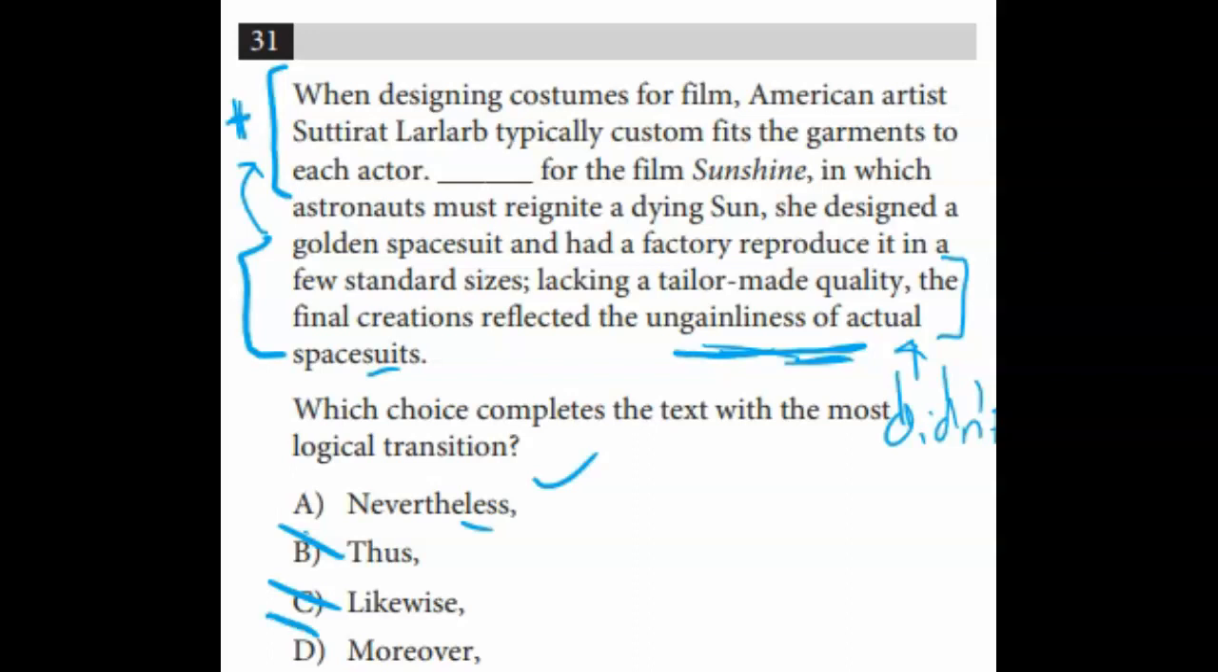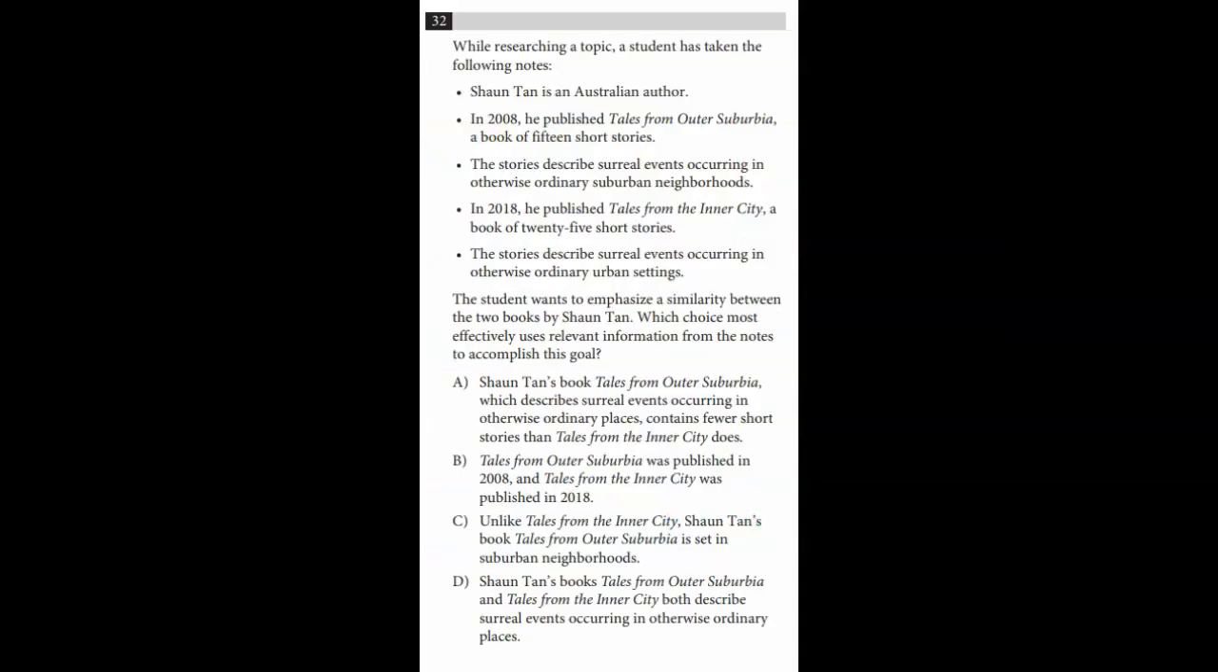And then it's the same with moreover. Moreover signals that the information in the sentence adds to the previous information, which it doesn't because the previous information is the fact she tailors them. And the next information is here's an example of her not tailoring them. And so nevertheless is the only one that achieves this logically. So A is the correct answer for 31. All right, 33. While researching a topic, a student has taken the following notes.